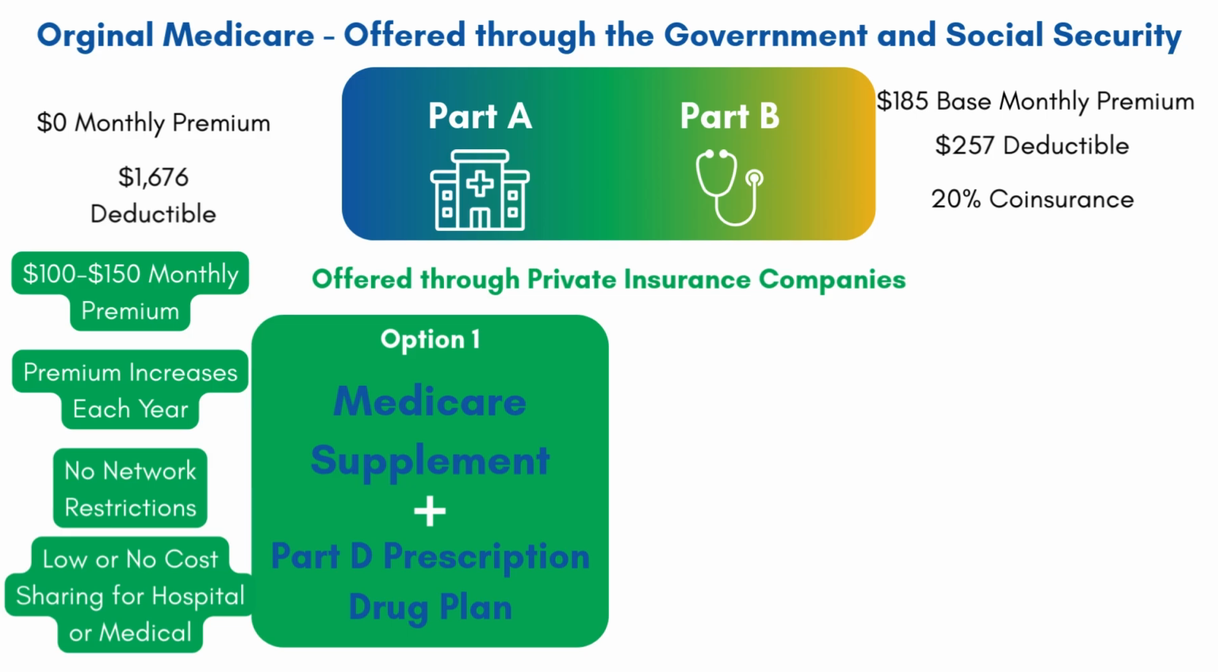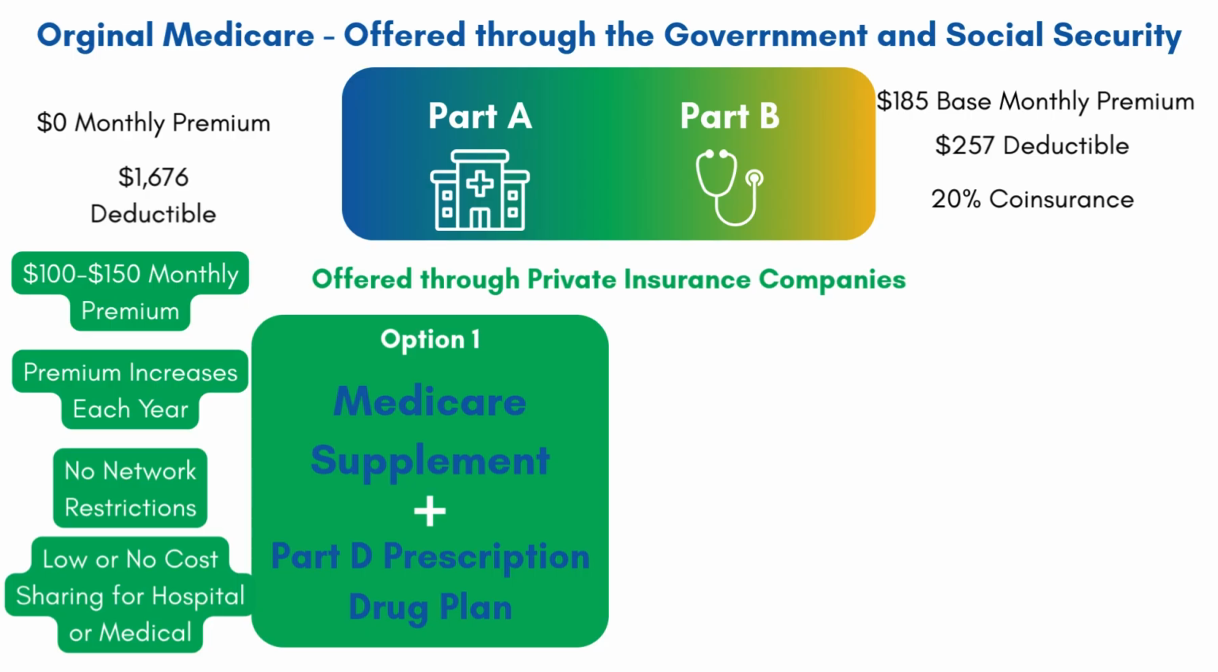The first is there's no network restrictions. Since these plans act as a secondary to Original Medicare, your clients will be able to see any doctor in America that takes Medicare A and B. Also, these plans feature low or no cost sharing for hospital and medical coverage, meaning your clients will have very little out-of-pocket costs as they use the plans.